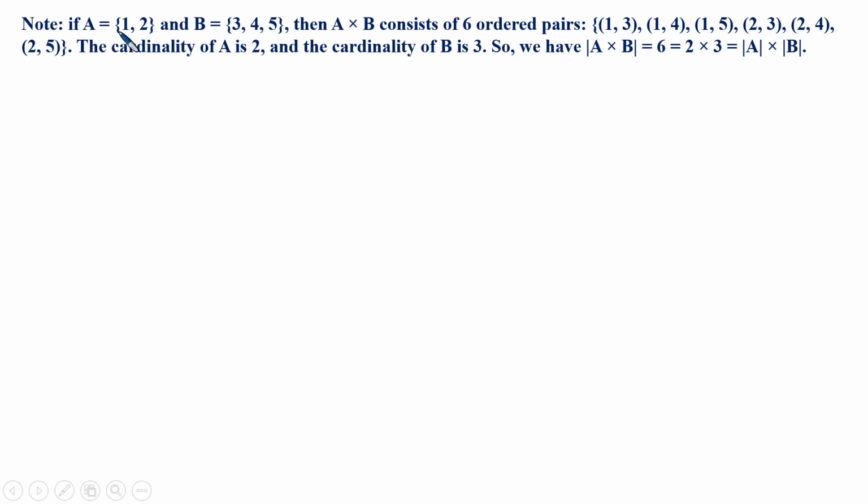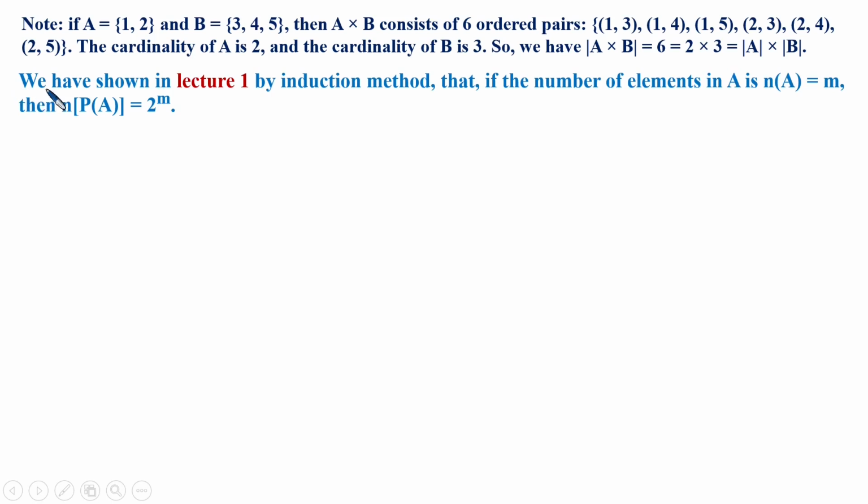Now note here, if set A contains 2 elements and set B contains 3 elements, that is 3, 4 and 5, then the Cartesian product of set A and B consists of 6 ordered pairs. These are 1, 3, then 1, 4, 1, 5 and 2, 3, 2, 4 and 2, 5. Since the cardinality of set A is 2 and the cardinality of set B is 3, the number of elements in the Cartesian product of set A and B is 6. This 2 times this 3 is 6. So the product of the number of elements in set A and in set B gives you the total number of ordered pairs in the Cartesian product of set A and B.